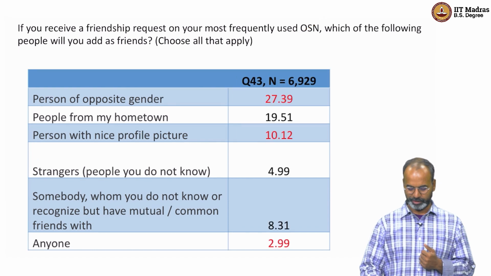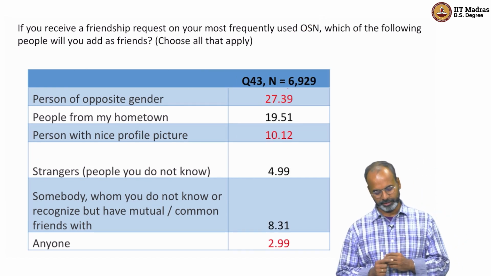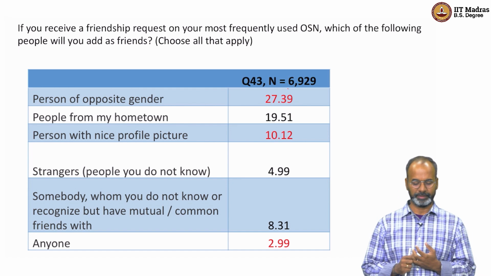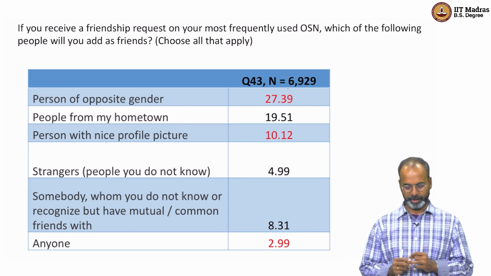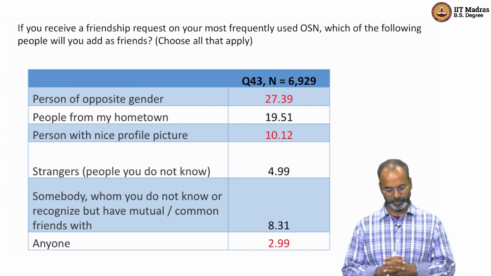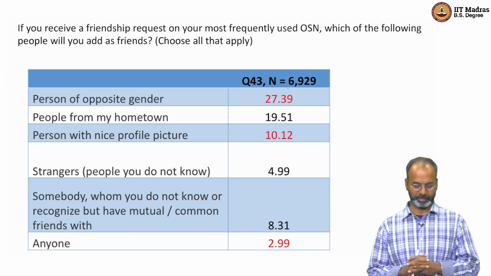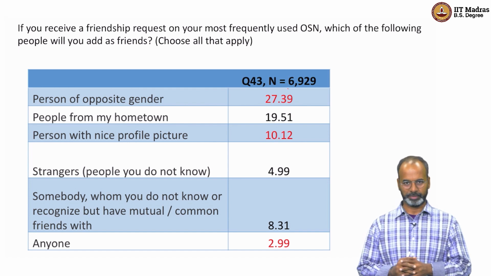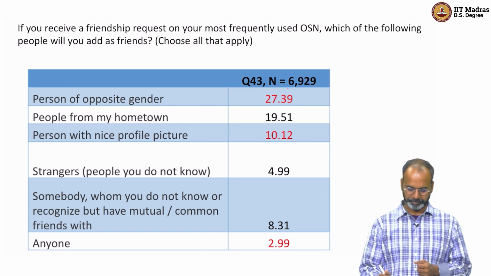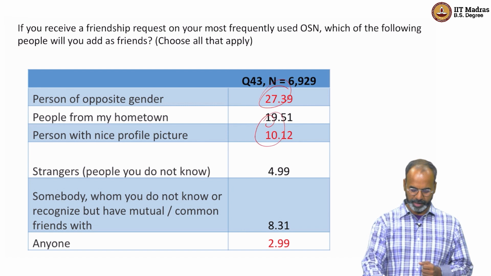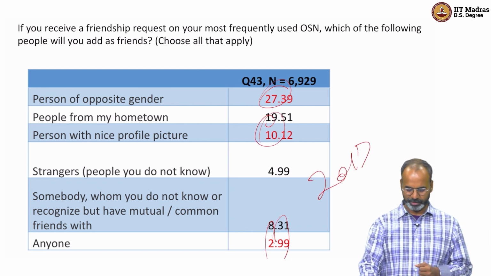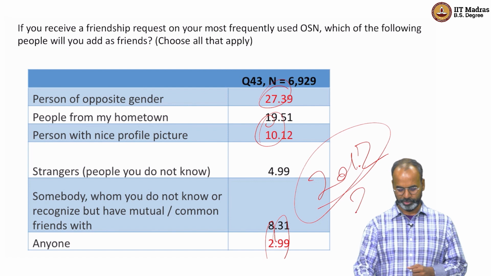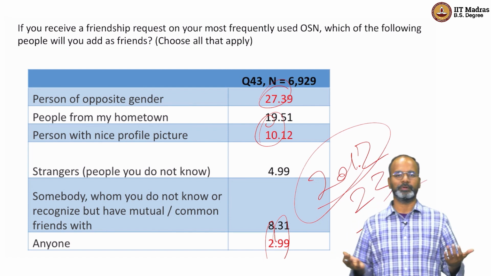Now, when you look at the results, person of opposite gender is about 27%. People from my hometown is about 19%. Person with a nice profile picture is about 10%. Strangers is about 5%. Somebody whom you do not know or recognize but have a mutual common friend is about 8%, and anyone is about 3%. The thing to keep in mind is that this is also 2012 data. So if you do it in '23, the numbers may be very different.